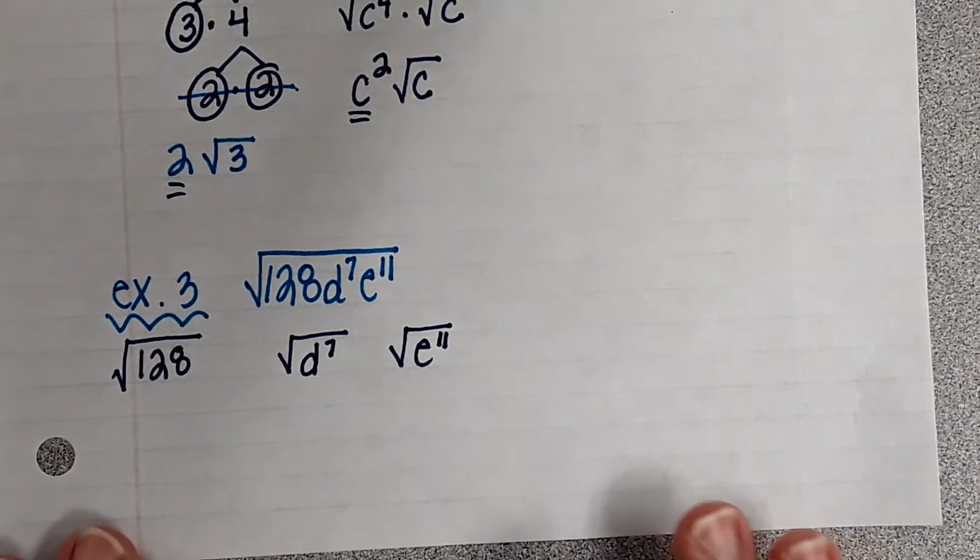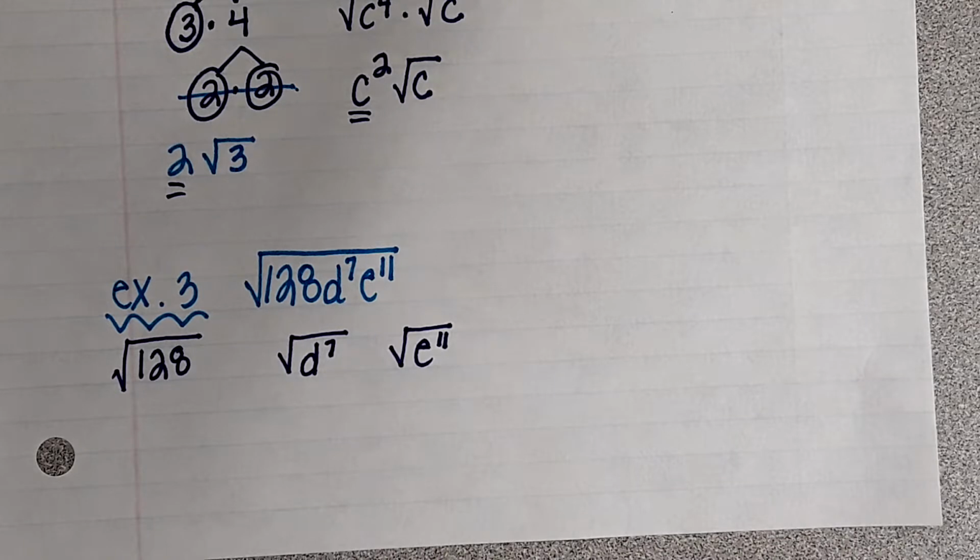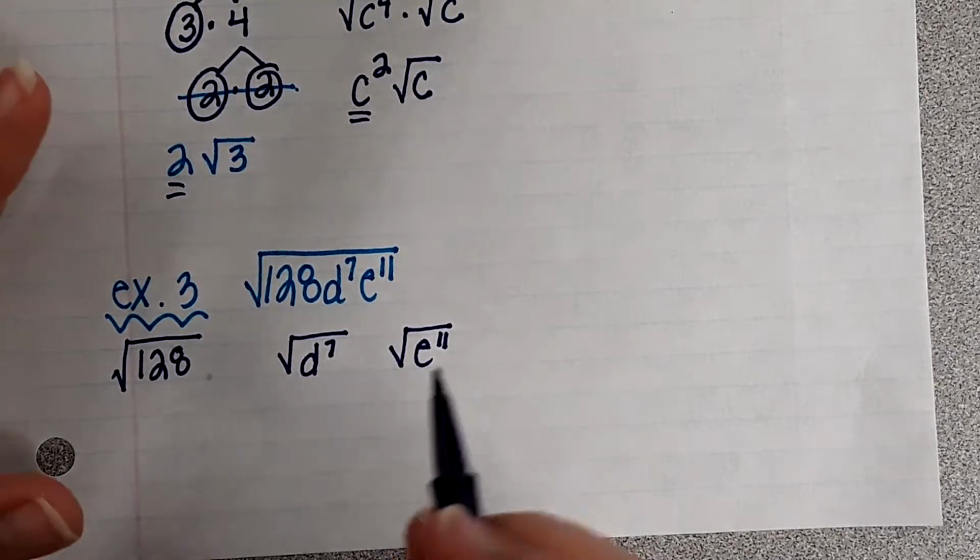I truly believe that if you break it up and you don't try to do it all at once, it goes a little bit easier. Okay, so we need two numbers that you can multiply to get, well, not 28, 128. 16 and 8. 16 and 8.